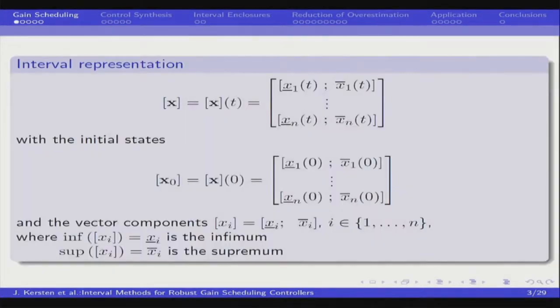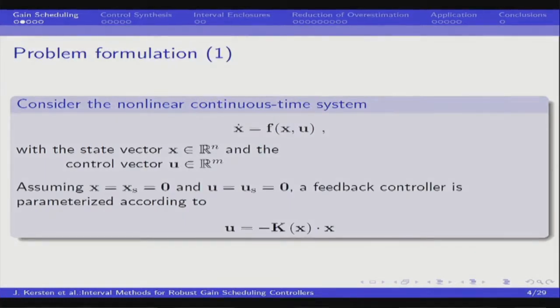Here is our interval representation which we used. I think this is nothing new for most of you. We use the underline for the infimum and the overline for the supremum, respectively, and the time argument in brackets, of course. So we consider a nonlinear continuous time system as such, with the state vector x and the control vector u.